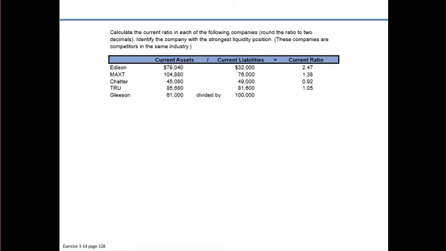When you do all of them here, it looks like the company with the weakest current ratio is Gleason, and they've got a 0.61. That means they've got 61 cents of current assets for every dollar they have in current liabilities. So they're probably slow. They probably pay 30 to 60 days slow. The strongest competitor looks like Edison, and they have a 2.47 current ratio, which means they've got $2.47 of current assets for every dollar they have in current liabilities. So they're the strongest.